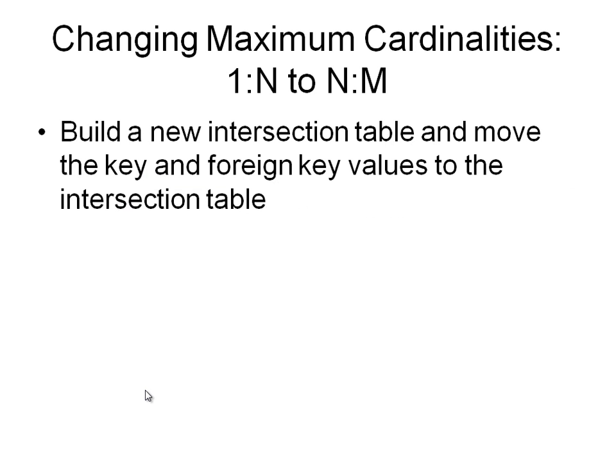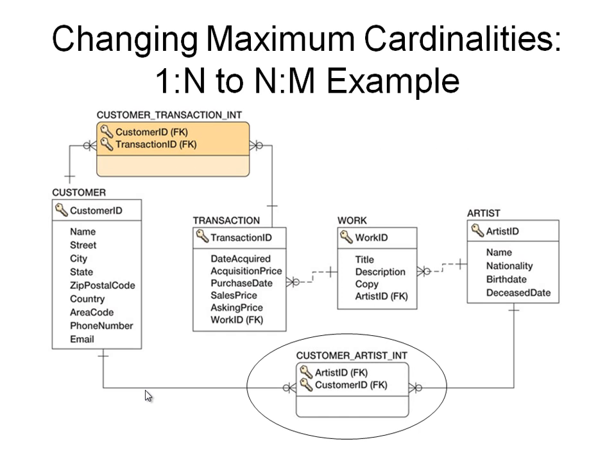To change the relation from one to many to many to many, you have to build a new intersection table and move the key and foreign key values to the intersection table. This is an example of changing the relation from one to many to many to many, where a new intersection table, customer artist interest, was created, and the primary key from each table was copied as a foreign key to the intersection table.